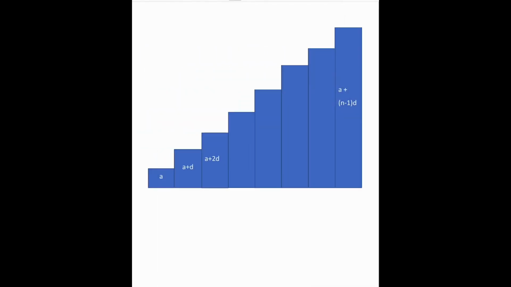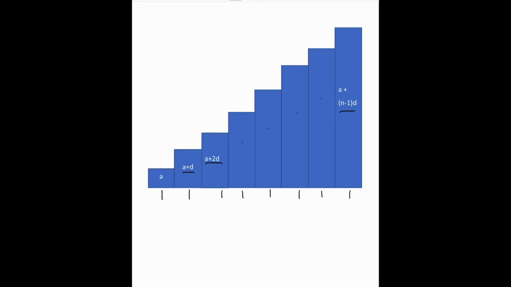As you can see here, we have a pattern which consists of many rectangles. If you notice carefully, you'll see that the breadth of all these rectangles is the same. They all have a breadth of 1 unit. But their length is different. The first one has length A, next one length A plus D, then A plus 2D, and so on till A plus (n minus 1)D. Do you notice any pattern between these rectangles?